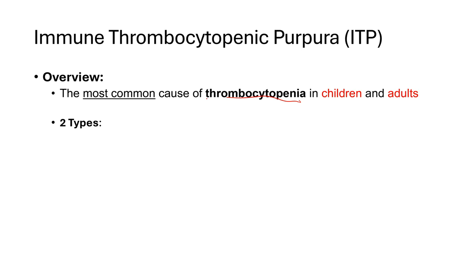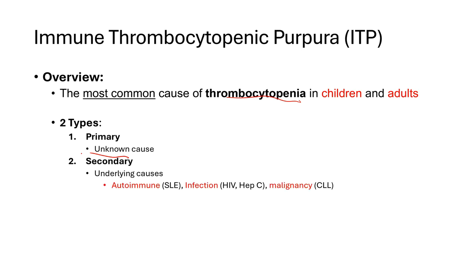This is now broken up into two types. A primary type is an immune-mediated thrombocytopenia without an underlying cause, also known as idiopathic thrombocytopenic purpura. The secondary type is an immune-mediated thrombocytopenia with an underlying cause. These underlying causes can be autoimmune, such as lupus; infection, in which the two most common causes are HIV and hepatitis C; or different types of malignancies, such as CLL. It is important to know that immune thrombocytopenic purpura used to be called idiopathic thrombocytopenic purpura, but now it is broken down into both primary and secondary causes.